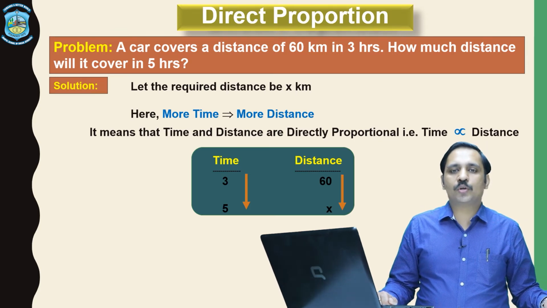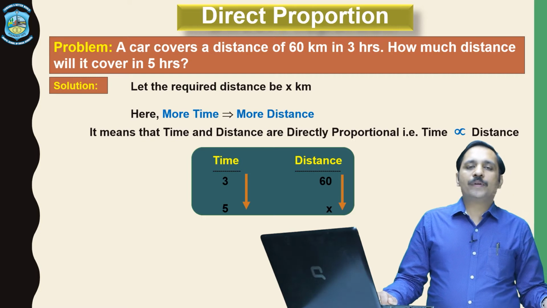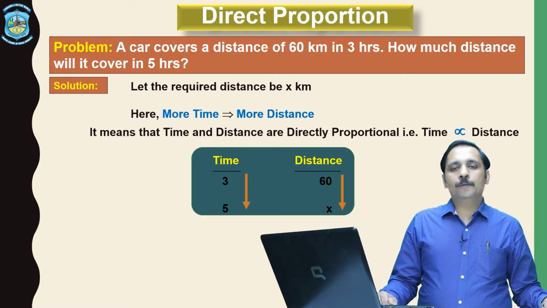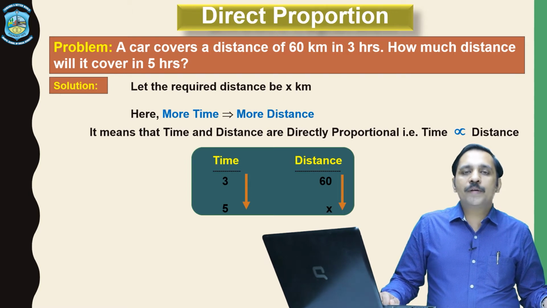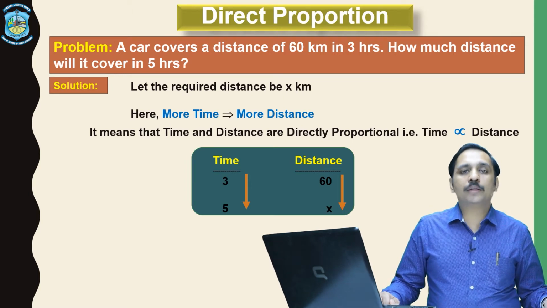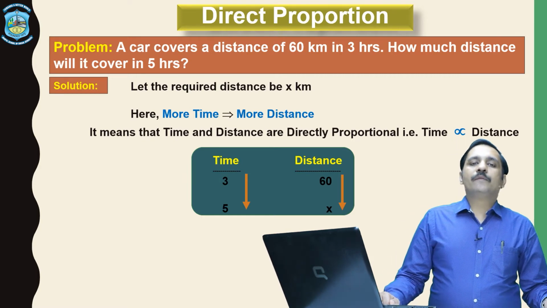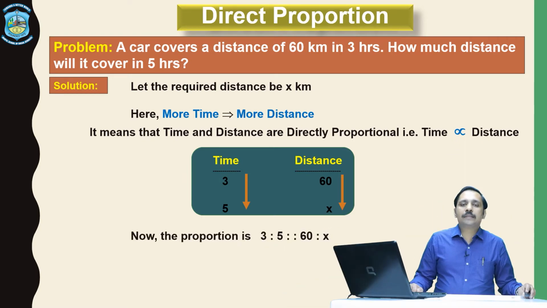That means distance also increases. So we have to put an arrow from top to bottom. Here please remember, whenever we put arrows, we always look for the relationship, not the values of the variables. Okay. So here we write it down like this. It is 3 to 5 and 60 to x.